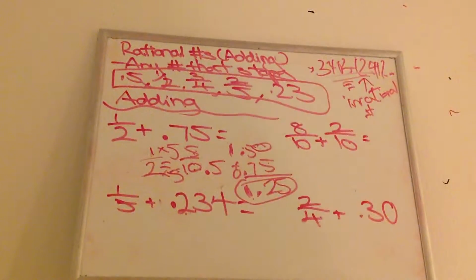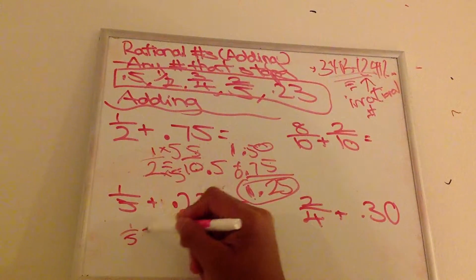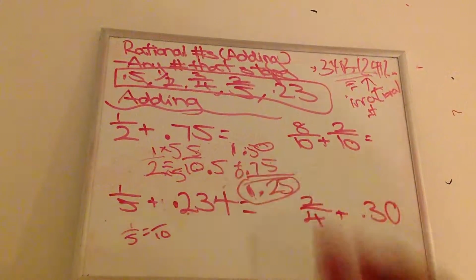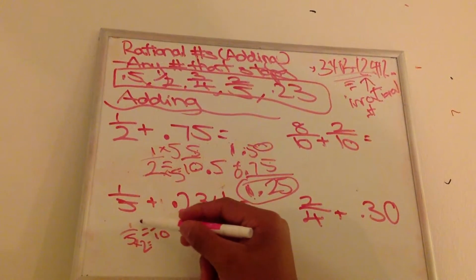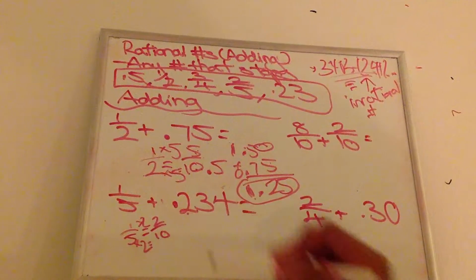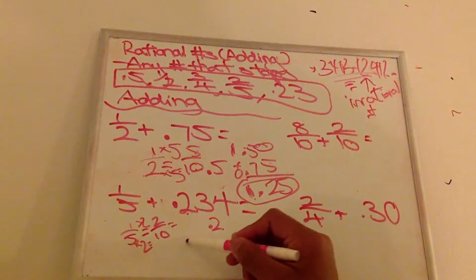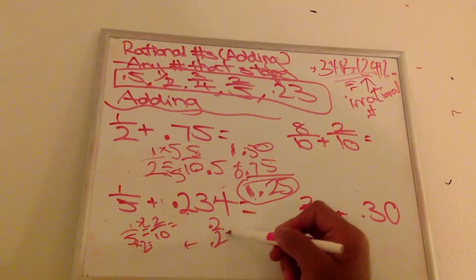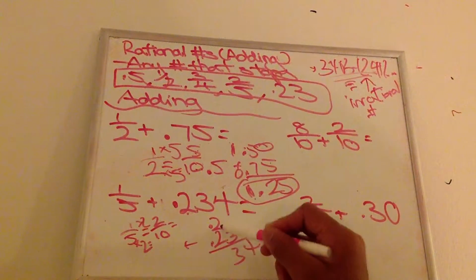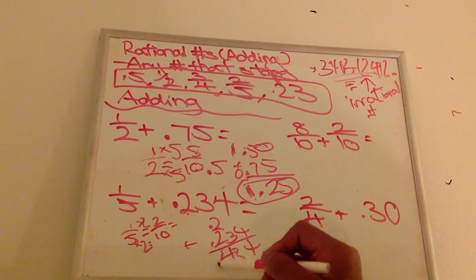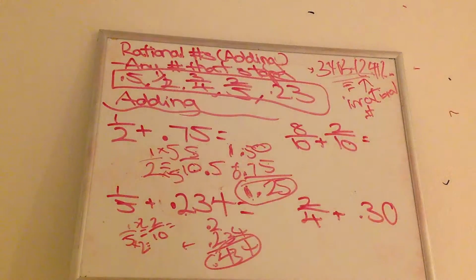Let's look at the one down here. 1/5 plus 0.234. So 1/5, you want to get it to 10 or 100. 10 is closer, so we'll work with 10. 5 times 2 is 10. 1 times 2 is 2. So 2 over 10. 0.2 plus 0.234. So 4 there, put the 3 there, and 2 plus 2 is 4. So 0.434. 1/5 plus 0.234 is 0.434.